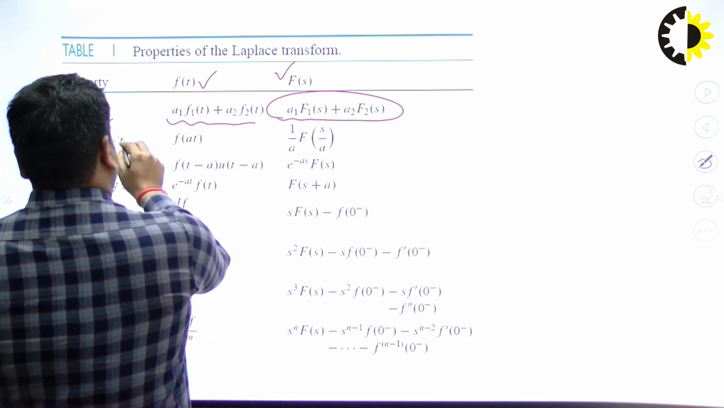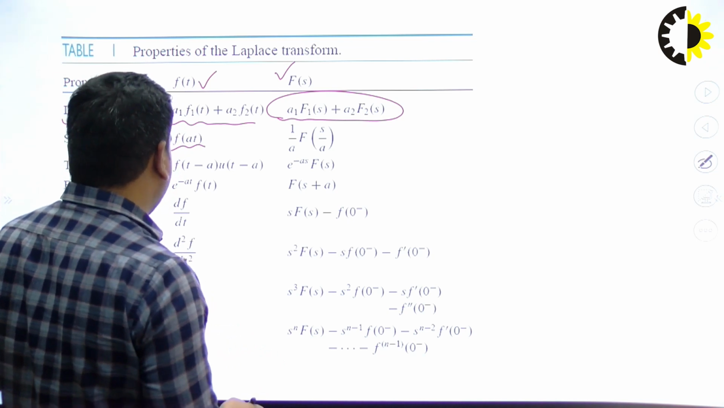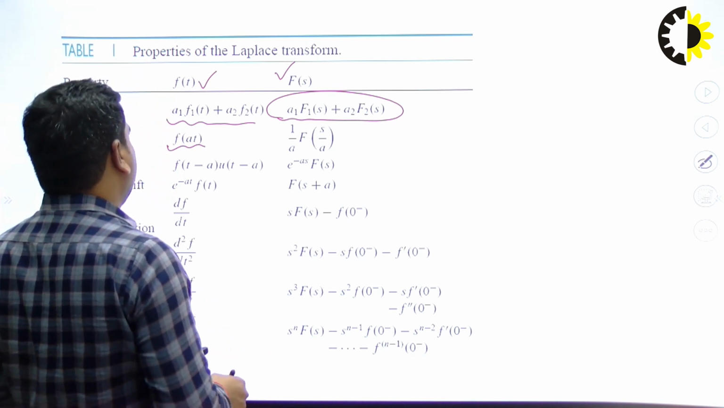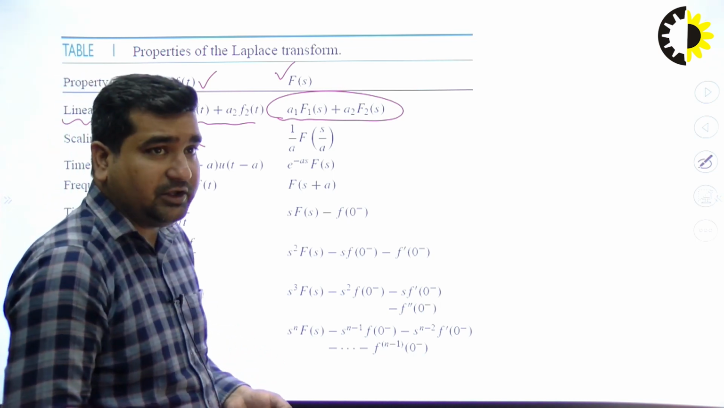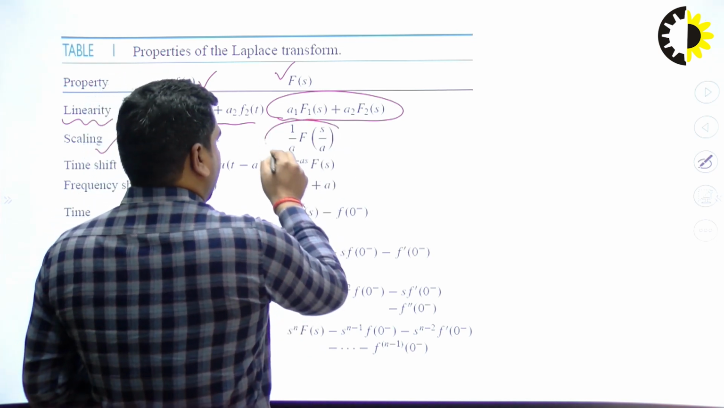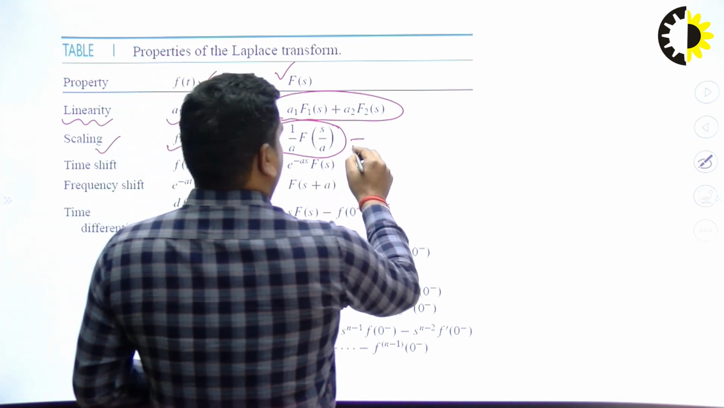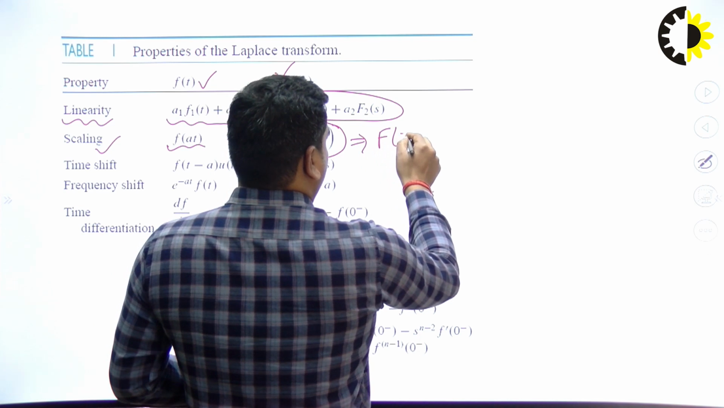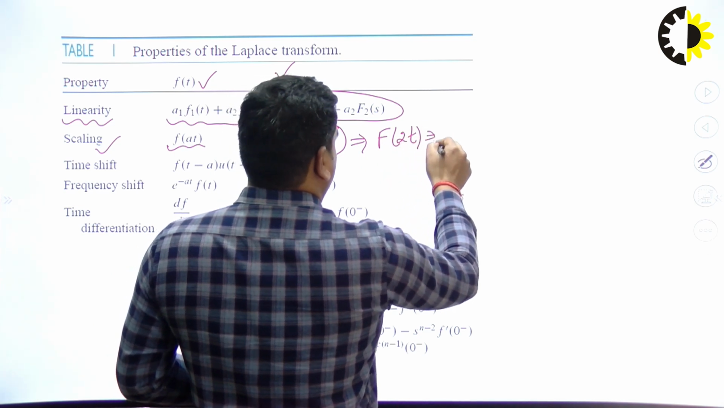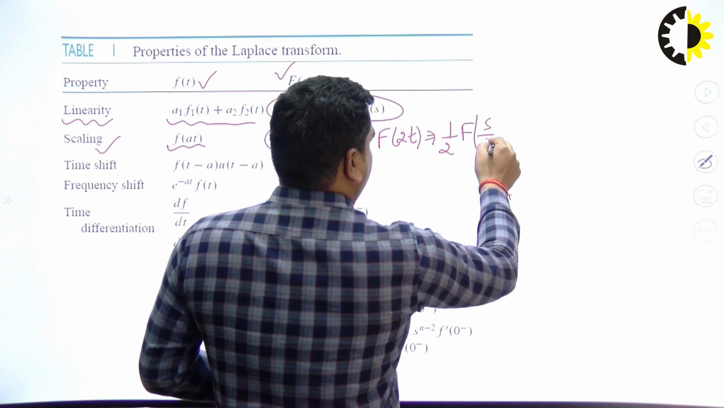The second is scaling. If we have function f(t) with Laplace transform F(s), and we want to calculate the Laplace transform of f(at), then it becomes 1 upon a F(s upon a). Like if we have f(2t), then it becomes 1 upon 2 F(s upon 2).